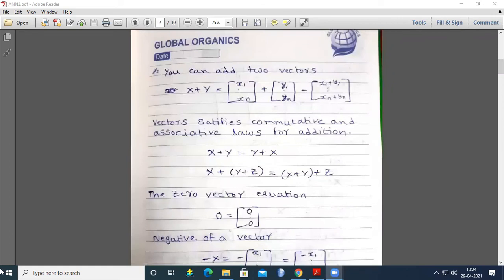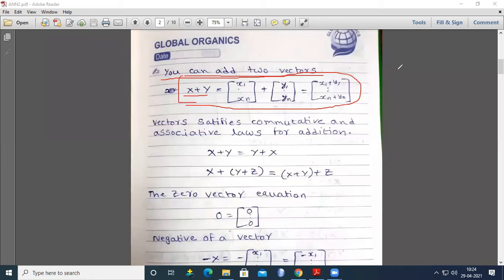You can add two vectors. So x plus y equals x1 to xn plus y1 to yn, which equals x1 plus y1, and so on, up to xn plus yn. I hope you all know the addition of two vectors.